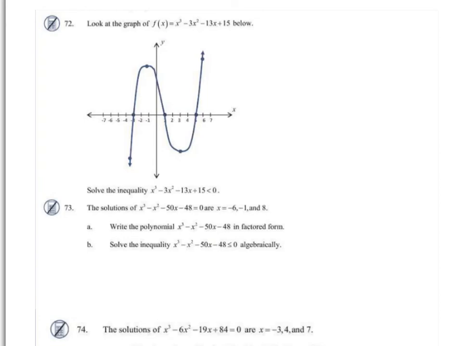Okay, so for 72, it's a no calculator question, but they gave us a graph. So to use the graph to solve the inequality, we want all the points less than 0. So that's everywhere this graph is below the y-axis. So for what x values does that happen? That's every x less than -3 and every x between a high value of 5 and a low value of 1.